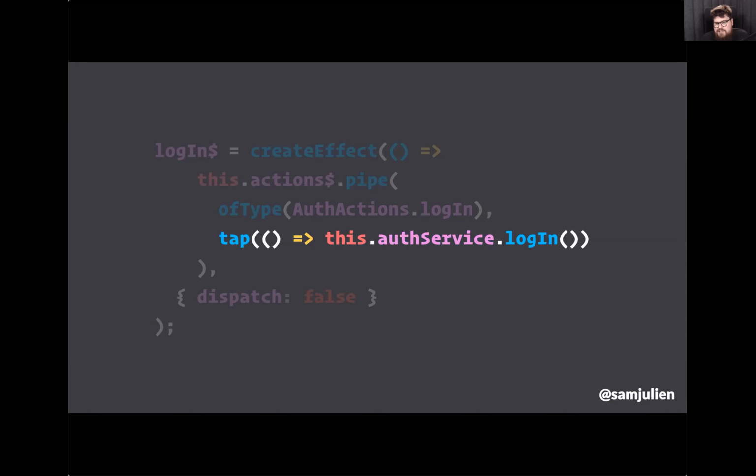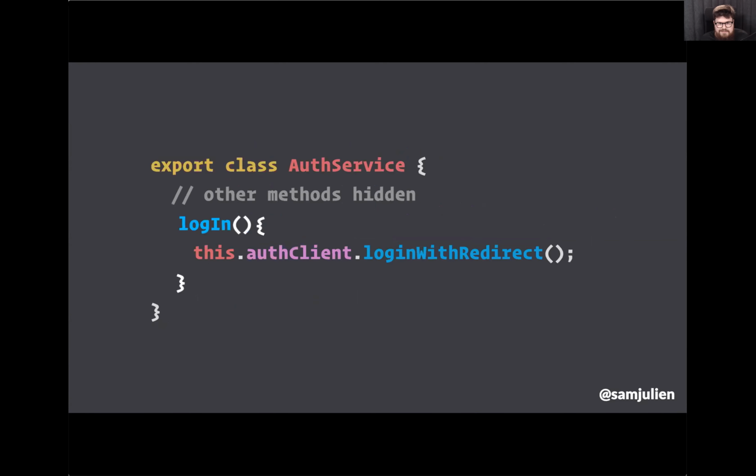Usually we would be dispatching a new action, but we're not doing that. So we're going to use the tap operator. Now this login function right here is part of our auth service. So let's look in on that and see what it is. The auth service here has this login method, and you can see that this login method is literally just a little bit of a wrapper around the auth client's login with redirect method.